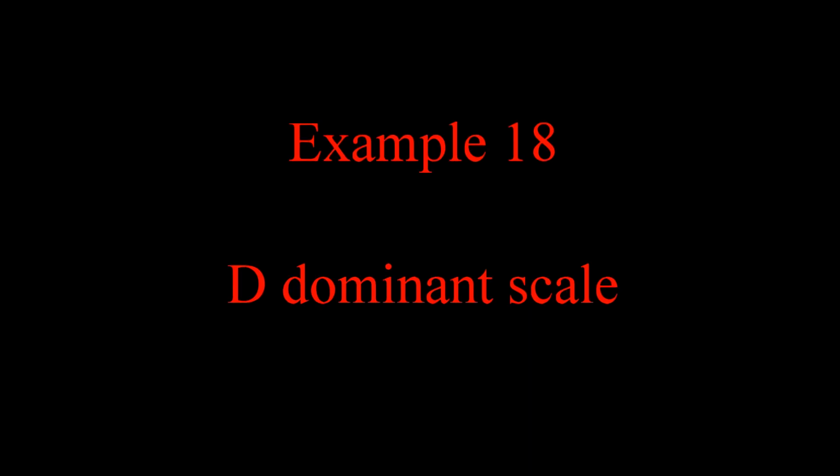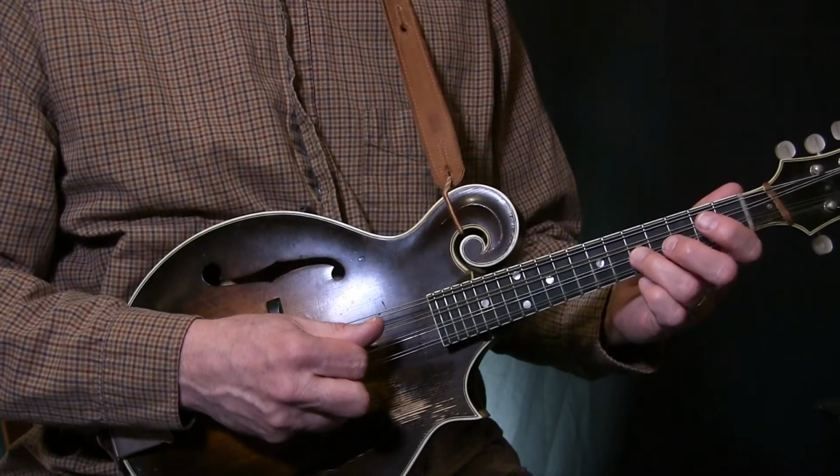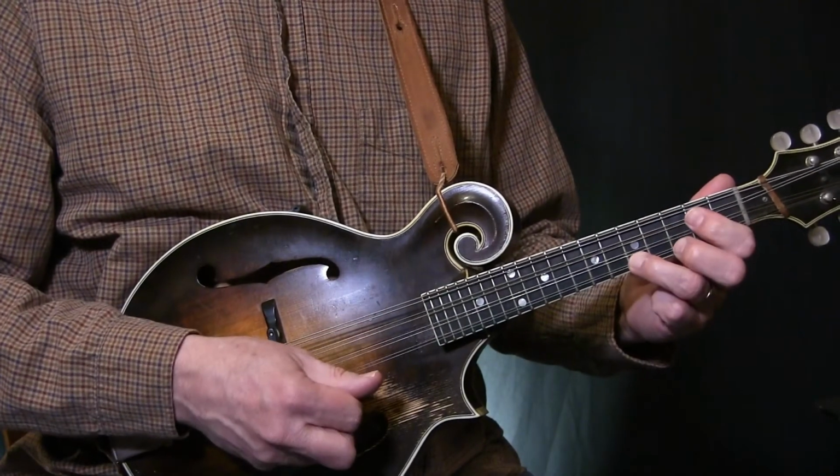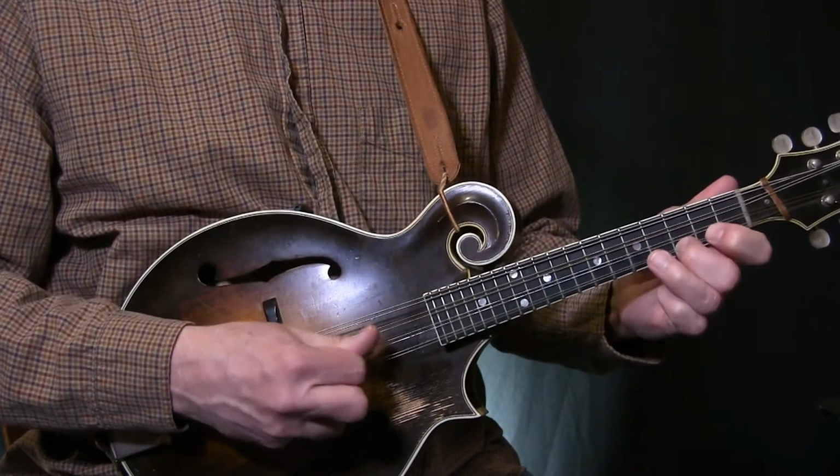In example 18, we ascend the D dominant chord tone scale from D to A. In example 19, we put together what we have of D7 so far.